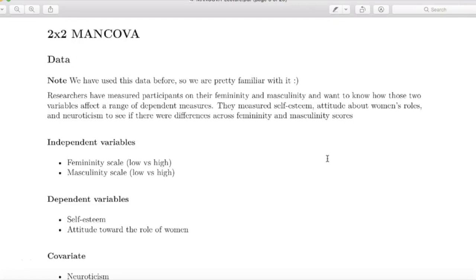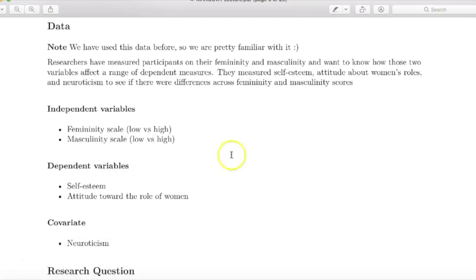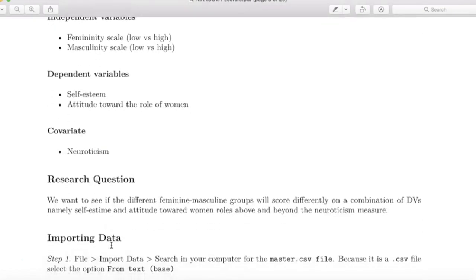And for MANCOVA, we're going to use the same independent variables as before. Remember, femininity and masculinity have two levels. That's where the 2x2 comes from. Our dependent variables are going to be self-esteem and attitude. But this time, we're going to treat neuroticism as our covariate. Let me see.